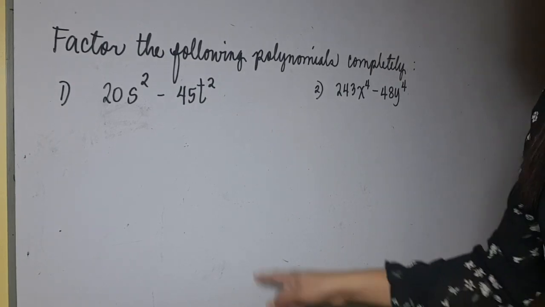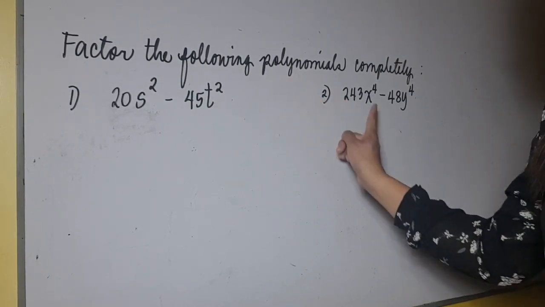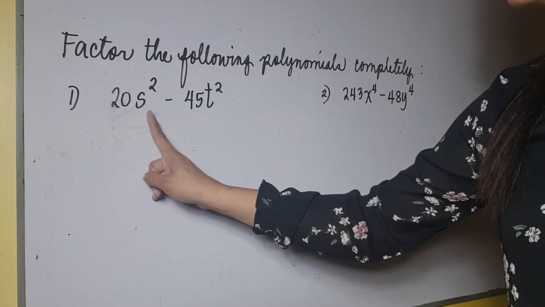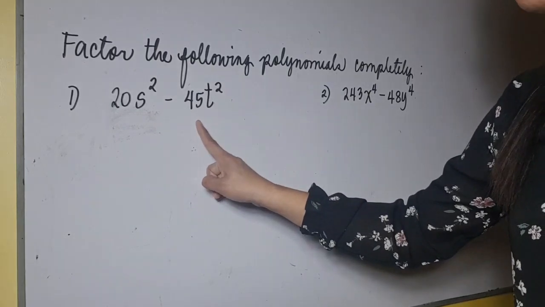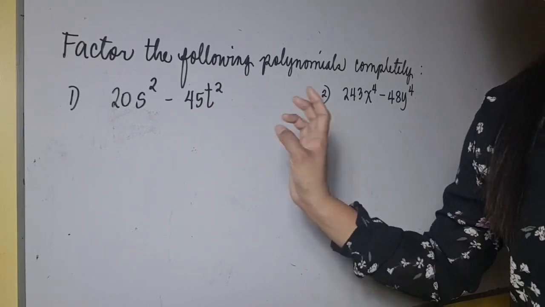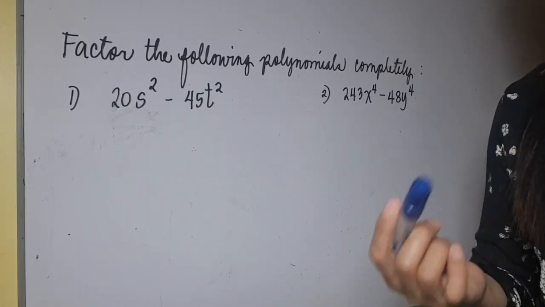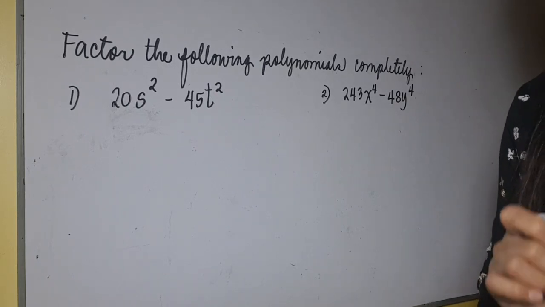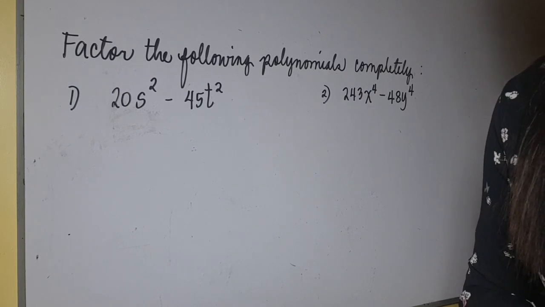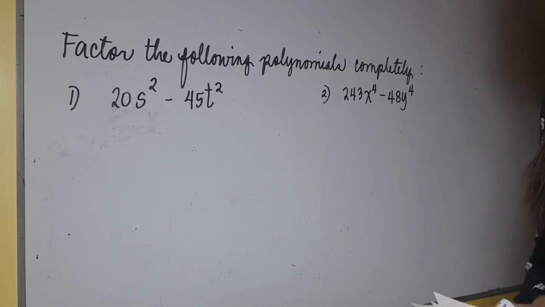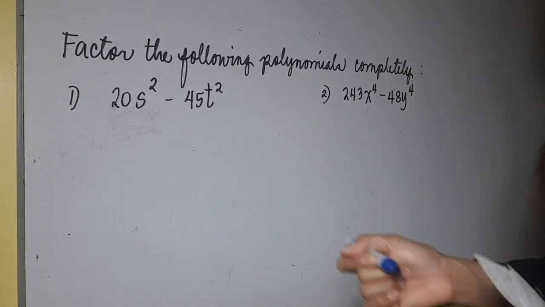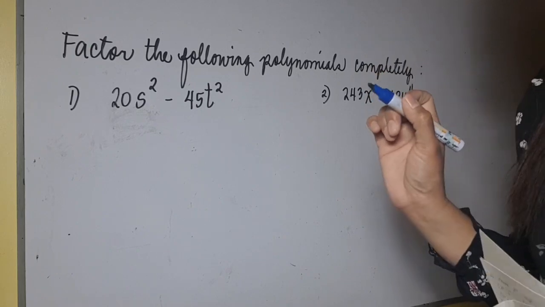Okay, so let's say for example, you're asked to factor the following polynomials completely. So number 1, you have 20s squared minus 45t squared. So, first step na dapat nyong gawin dyan, hanapin nyo muna kung merong common monomial factor. Remember, dun sa first video ko, factoring by getting the common monomial factor. So, tingnan natin, may common factor ba? Yun ang unang tanong, may common factor ba?